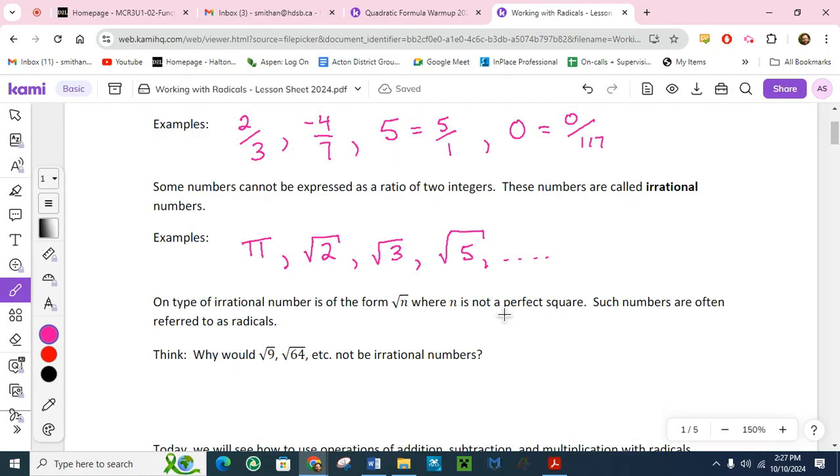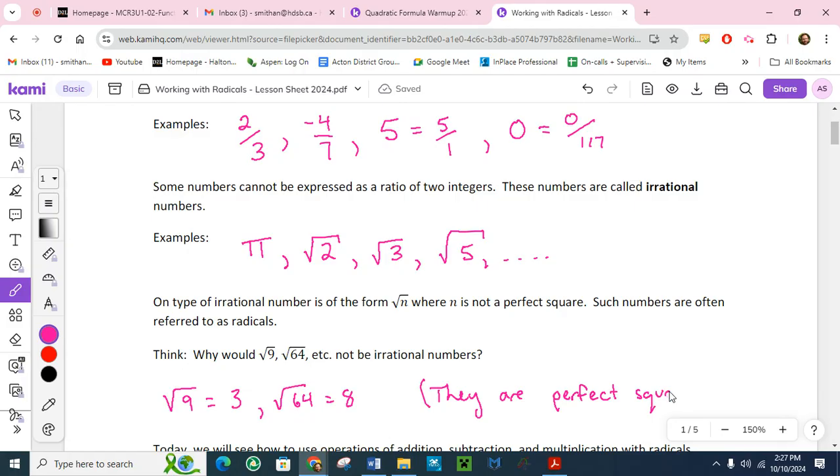Maybe somebody that hasn't helped out yet today. Because you can square root them. Yeah, the root of 9 is equal to 3. That's a rational number. The root of 64 is equal to 8. That's a rational number. It's because they're perfect squares.